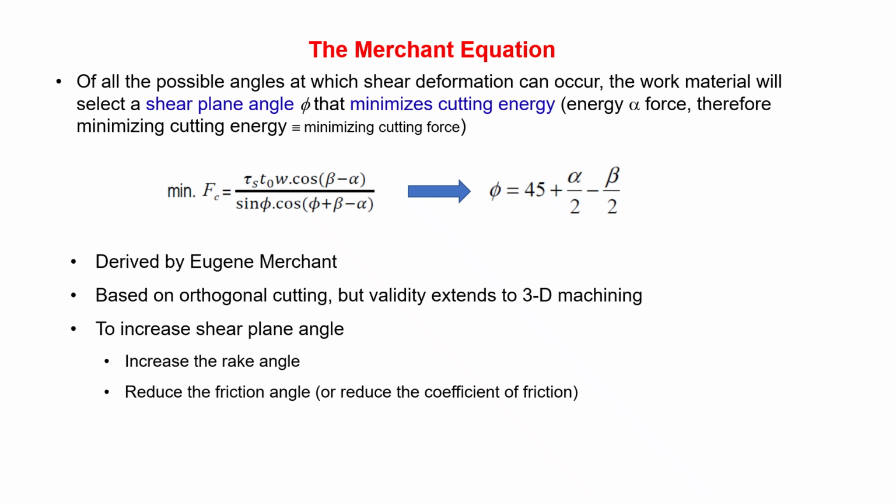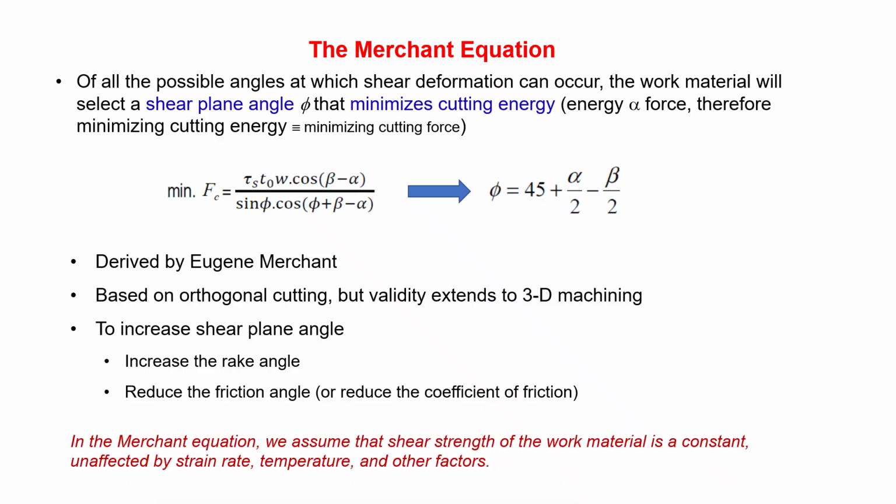This equation was derived by Eugene Merchant and is based on orthogonal cutting, but its validity extends to 3D machining. A higher shear plane angle is definitely going to cause less power and less force for the cutting. To increase the shear plane angle, we need to increase the rake angle alpha and reduce the friction angle beta. This can be done simply by reducing the coefficient of friction. In the Merchant equation, we assume that the shear strength of the work material is constant, and unaffected by strain rate, temperature, and other factors.